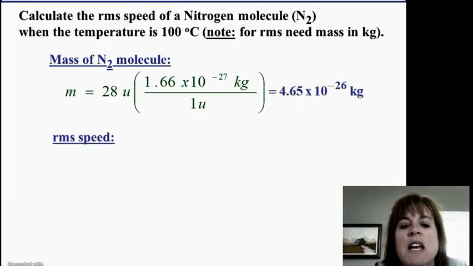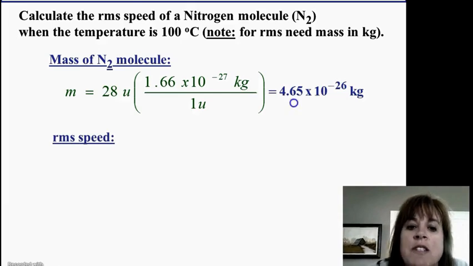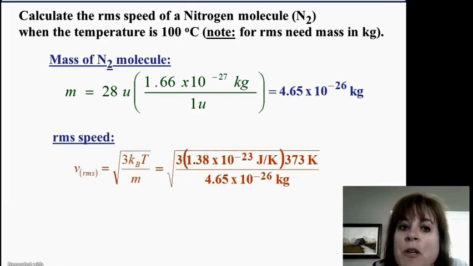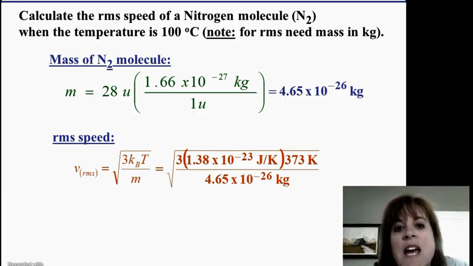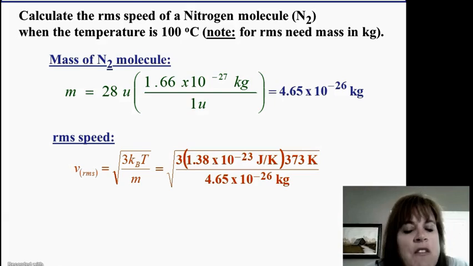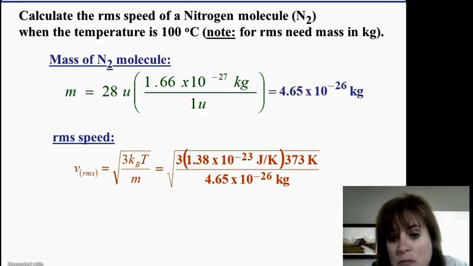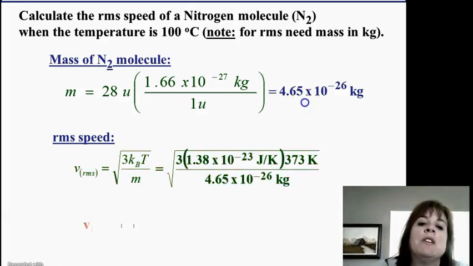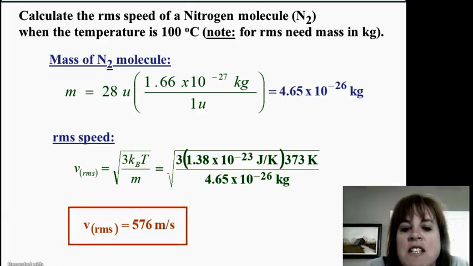Now I can plug that into my RMS speed equation with temperature. Again, make sure you put temperature into Kelvin, so you need to add 273 to that 100 degrees Celsius. So now it's just a matter of plugging numbers in, and don't forget to take the square root. When you do that, you should have gotten 576 meters per second. Holy cow, that's fast!